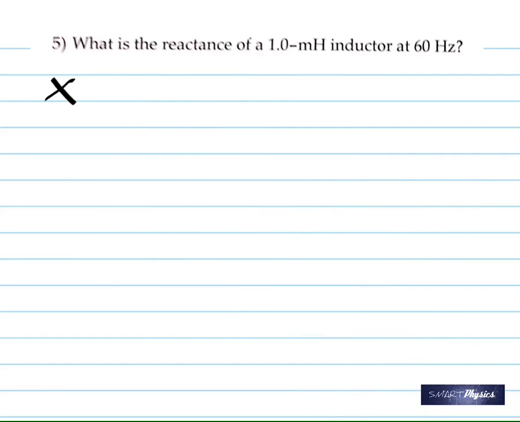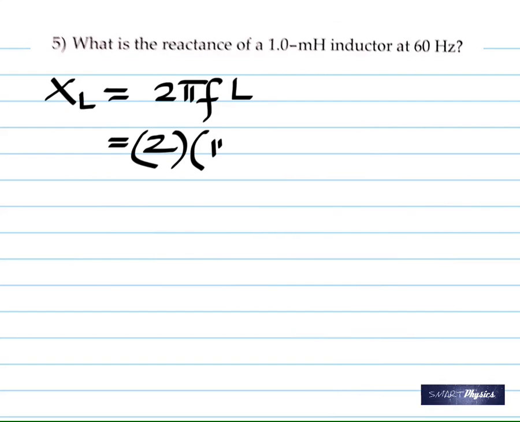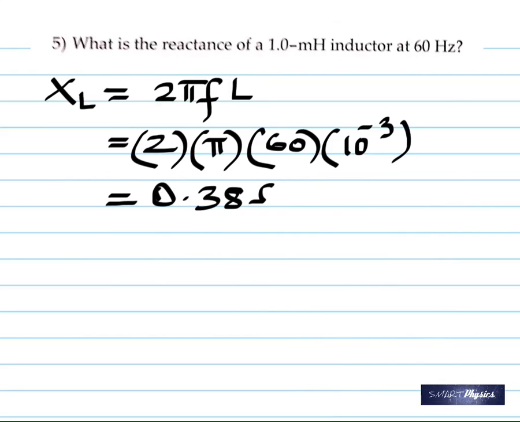What is the reactance of a 1 millihenry inductor at 60 hertz? Inductive reactance is 2 pi times f times the inductance. So 2 pi times 60 times 1 millihenry, which is 10 to the negative 3. That gives 0.38 ohms.